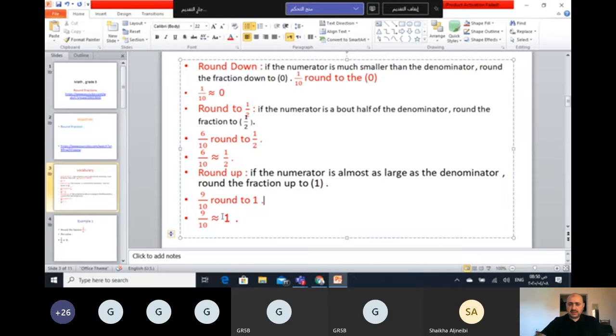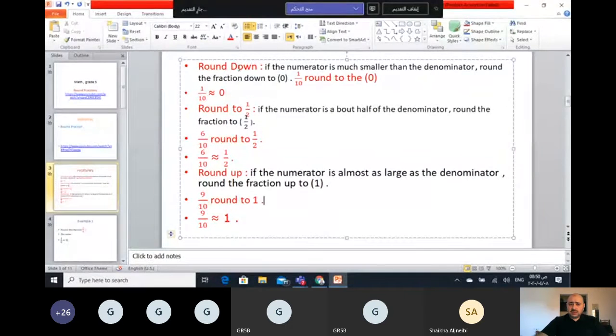So the third case, if the numerator is very close to the denominator, in this case, round the fraction to 1. So I can write 9 over 10 is approximately equal to 1, or nearest to 1, or rounds to 1, or close to 1. So in our lesson today, we have 3 cases to round any fraction.